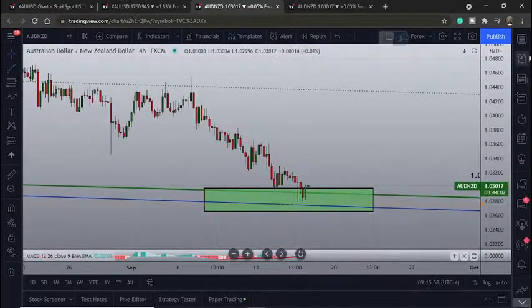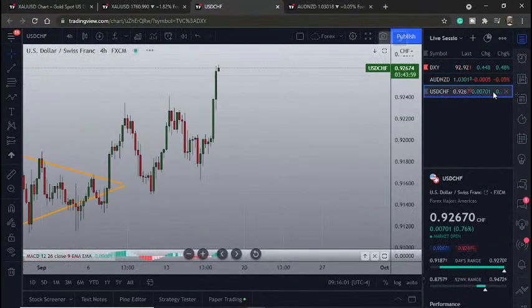Let me just move this lower a little bit. And on the US dollar Swiss franc.